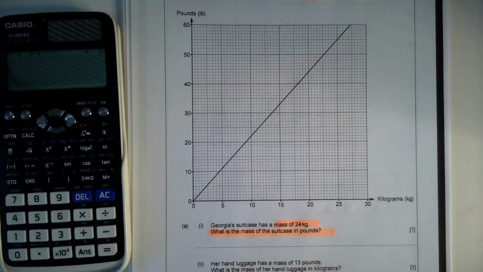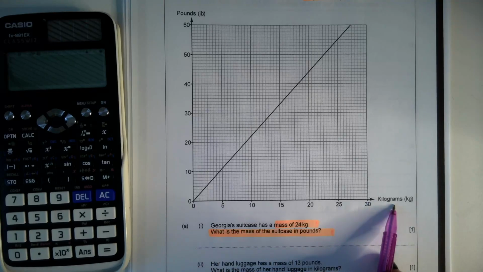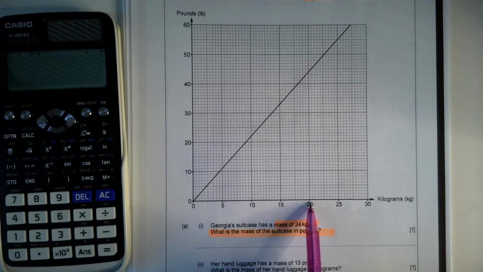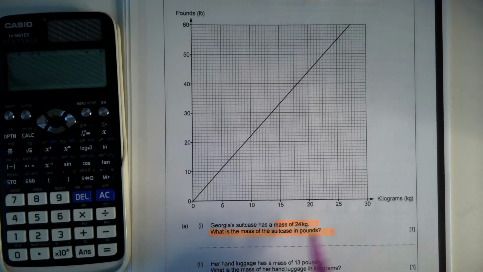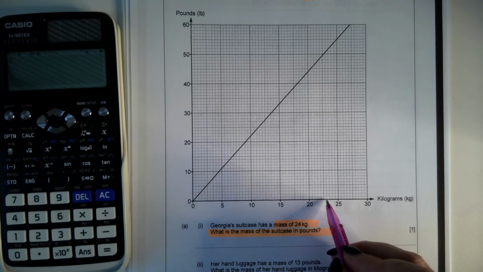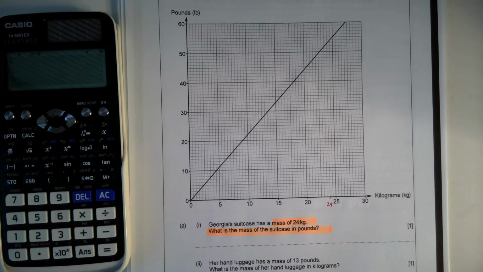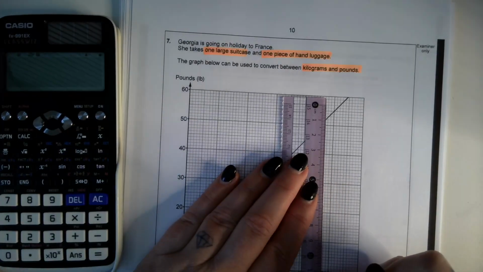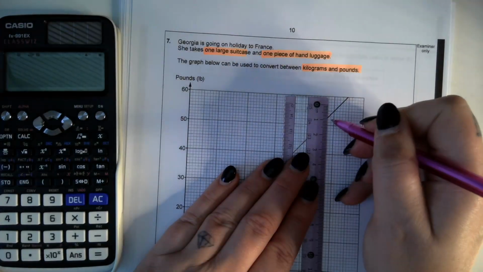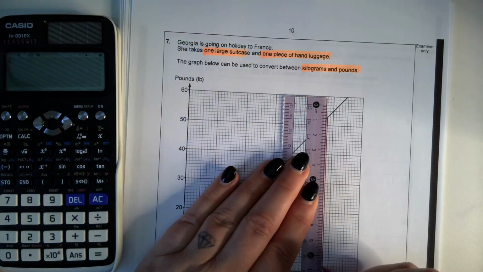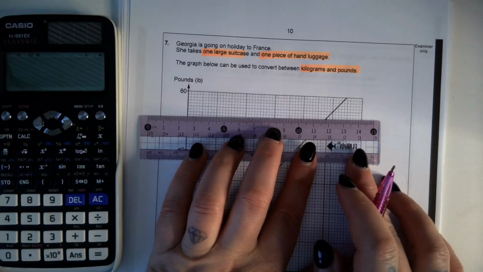So 24 kilograms. We're going to read across this horizontal axis because that's the kilograms. We're going to 24. So we've got 20 and then 25. Between 20 and 25 is 5, but we have 10 small squares, so 2 small squares is equal to 1. So 24 is 2, 4, 6. 24 is here. Okay, so we're going to mark up from 24 to the graph that's been drawn, and then we're going to also read across.